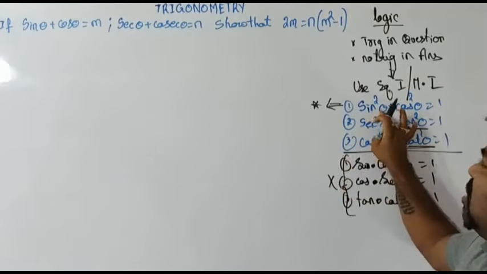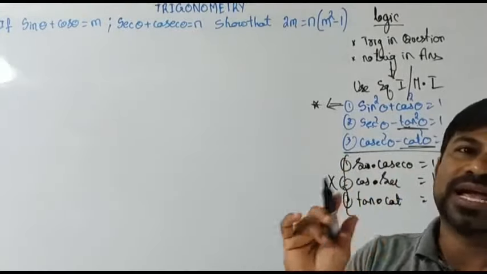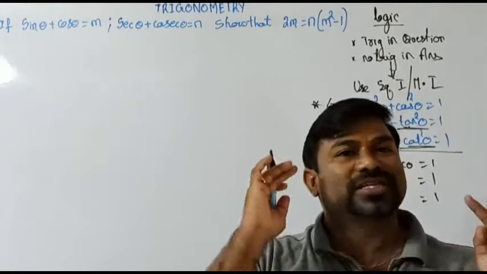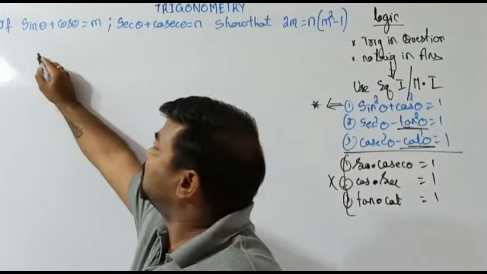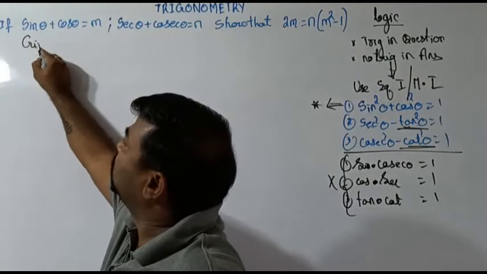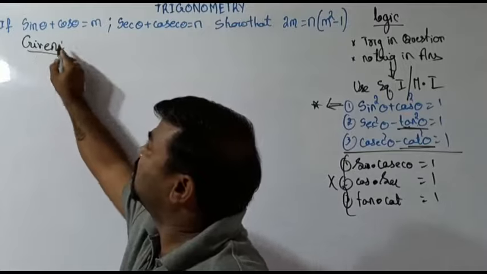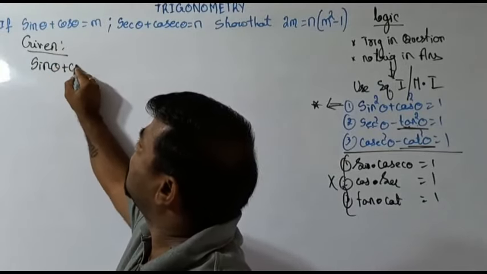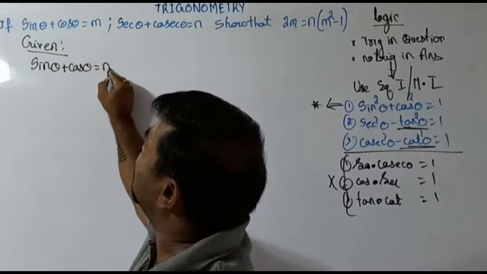So I am mainly focusing on the first square identity, sine square theta plus cos square theta. I would like to use it now. So let me start the sum. I am taking the given. What is the concept he has given? Sine theta plus cos theta is equal to m.